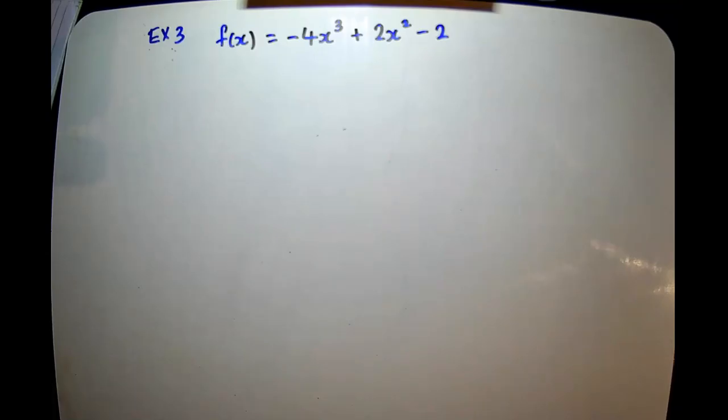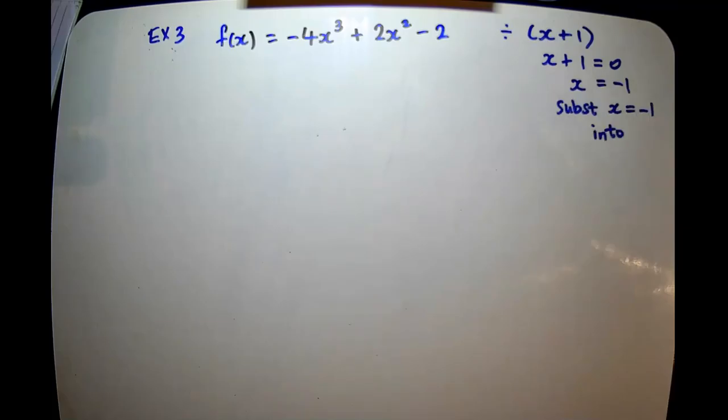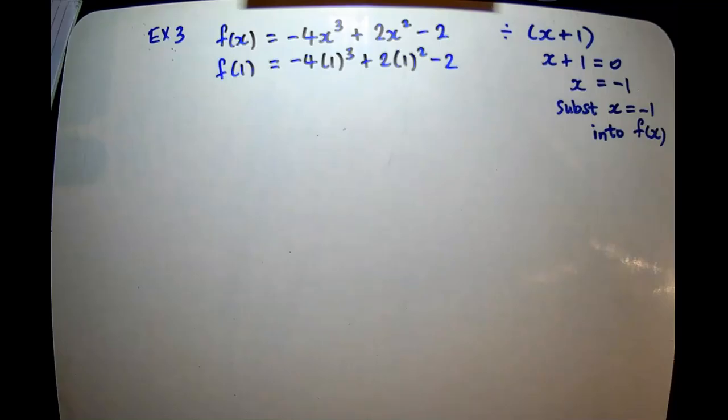In the next example, which is exercise 3, we have minus 4x to the power 3 plus 2x to the power 2 minus 2 dividing by x plus 1. So obviously x plus 1 must be equal to 0. Solving for x, we'll get x is equal to minus 1. This means we're going to substitute f of minus 1. Wherever we see x, we'll place a 1 there. So 1 to the power 3 is 1, 1 to the power 2 is 1. So minus 4 plus 2 minus 2.